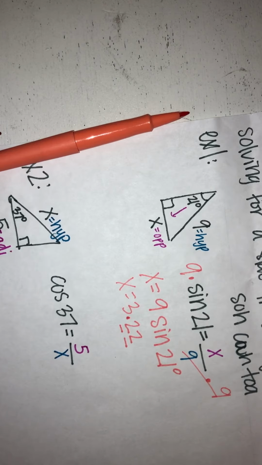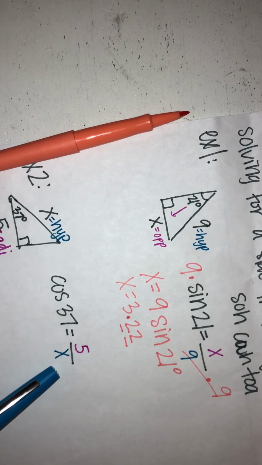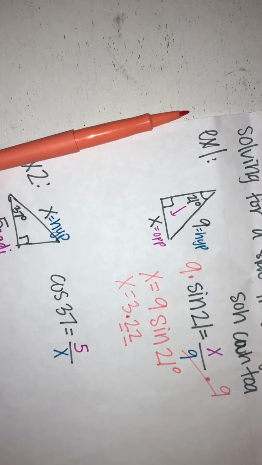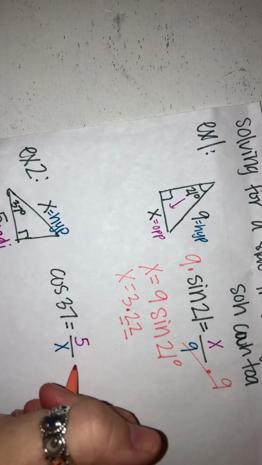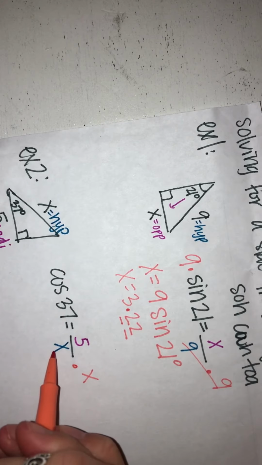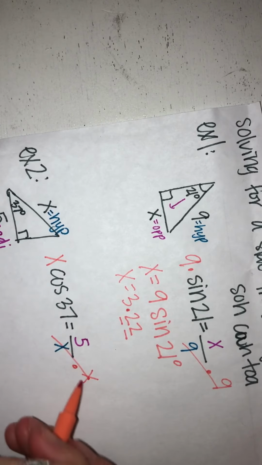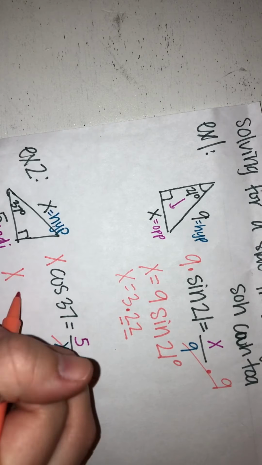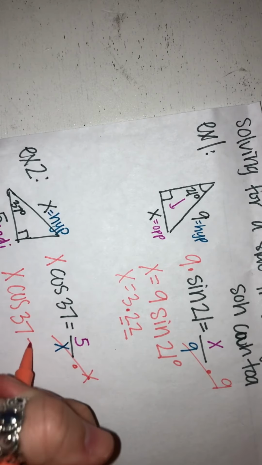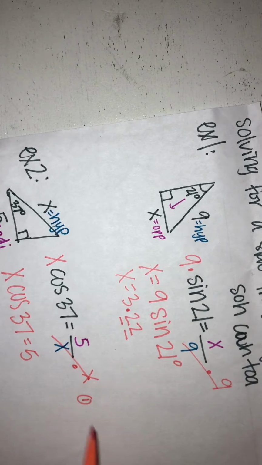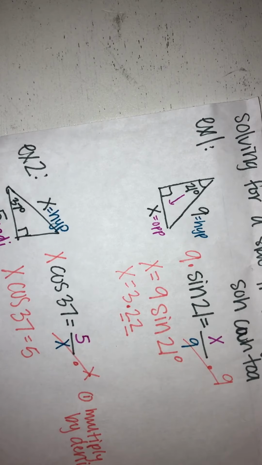Now notice, in this example, the variable is in the denominator. Up here, the variable was in the numerator, but we still multiply by the denominator. x over x is 1, so it cancels out. So now I have, and make sure you do that on both sides, x cosine of 37 equals 5. So that's the first step, you always multiply by the denominator. And that's just the same thing we did up here.